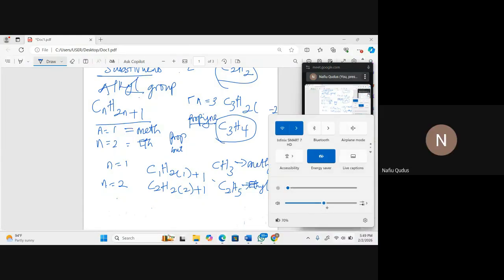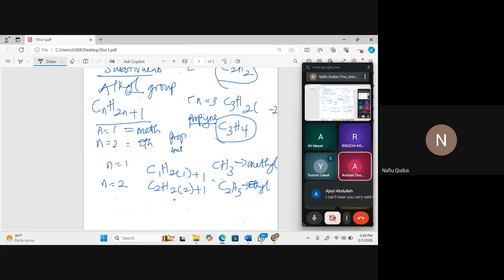Ethyl. You said ethyl, right? She's asking about the pronunciation. She said, is it ethyl or ethyl? Yeah, some people call it ethyl. But the most common way we call it here in Nigeria is ethyl.